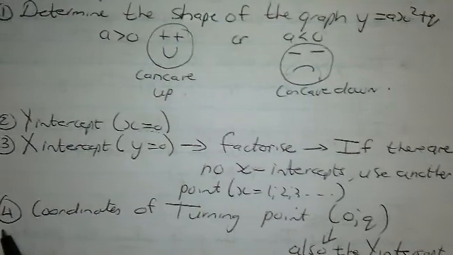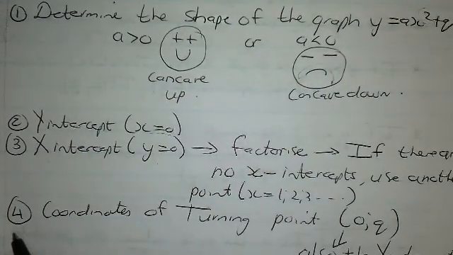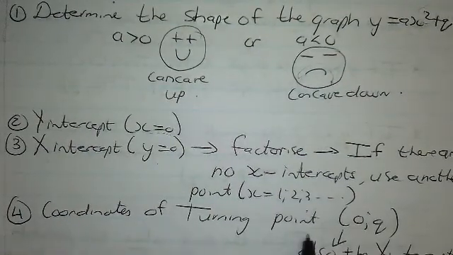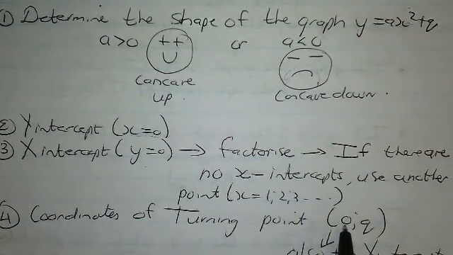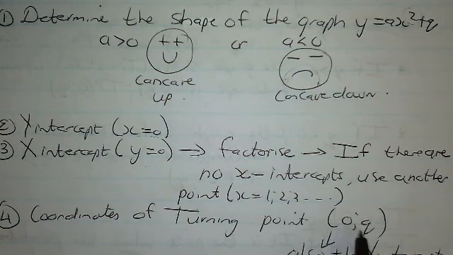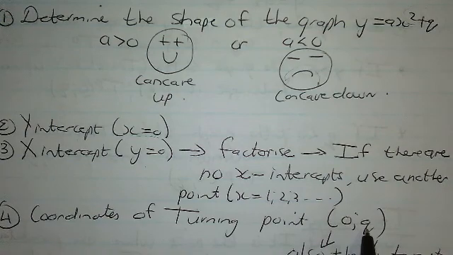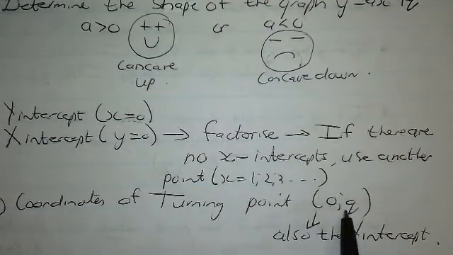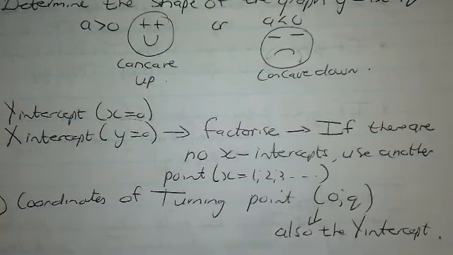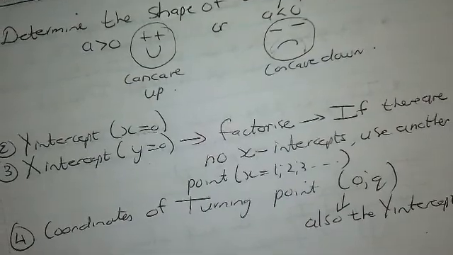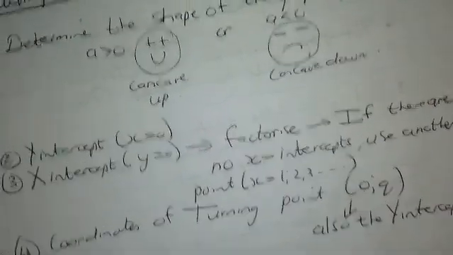And the fourth step you must take is to find the coordinates of the turning point. Turning point, remember the x value will be the axis of symmetry, which is then x is equal to 0. The y value will be the minimum or maximum, which is the q value, depending on the a value there. And that turning point will also be the y-intercept.